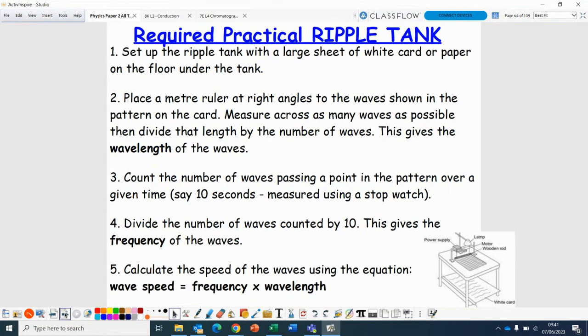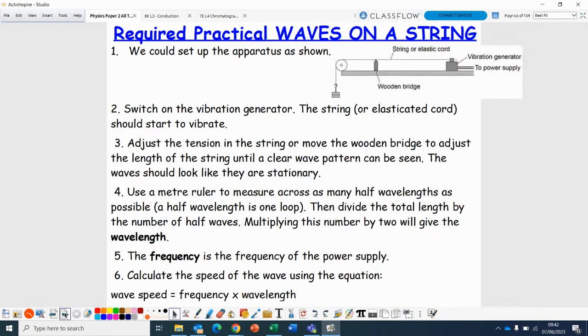Ripple tank. Okay, ripple tank sounds harder than it is. Remember, when you've got the ripples, you can use a meter ruler to measure across as many waves as there are. So let's say there's 10 waves. Measure the length of all 10 waves. Divide it by 10 to get the wavelength of 1 wave. For the frequency, you count how many waves are passing a point in, let's say, 10 seconds using a stopwatch, and you divide by 10 to work out the frequency of the wave. You can then multiply those 2 values together to give you the wave speed. Waves on a string is very similar.